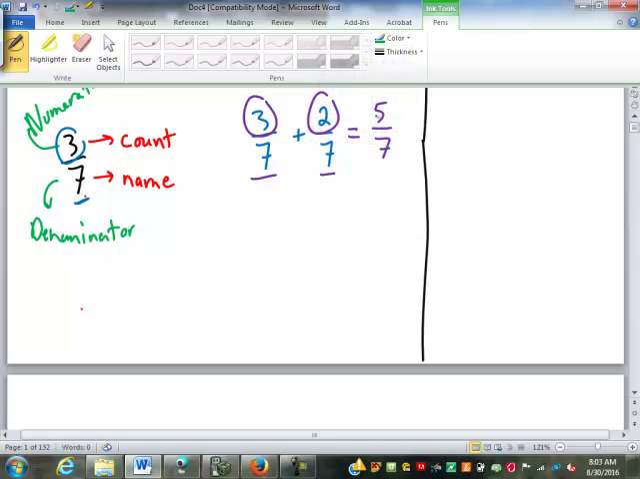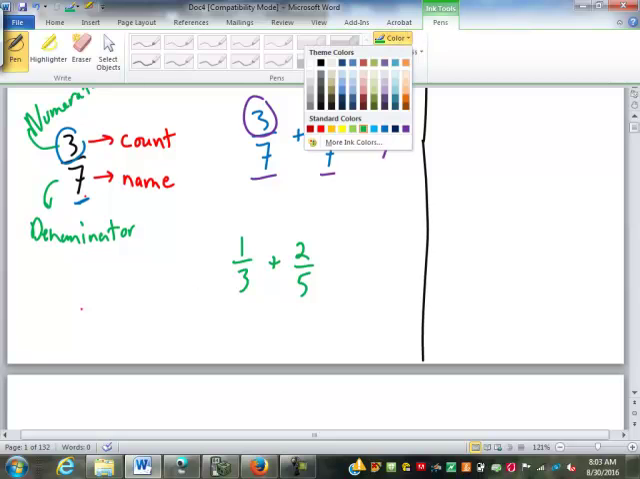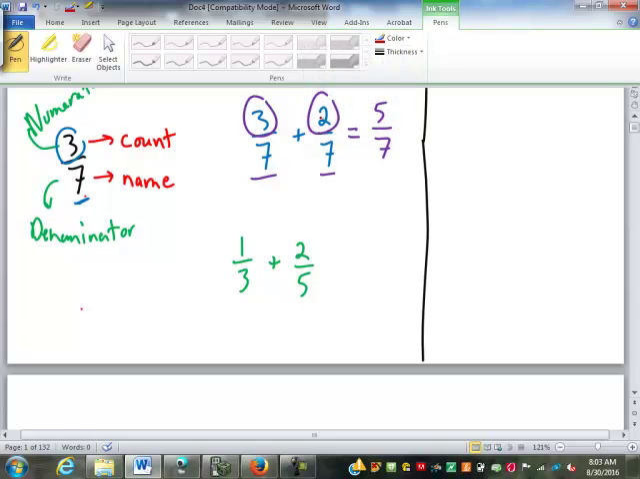What if I have 1/3 plus 2/5? Can I add them the way they are? No. Right now they don't have the same name. When we look at fractions in a little more depth, we'll look at how we change that name so that we can add them.